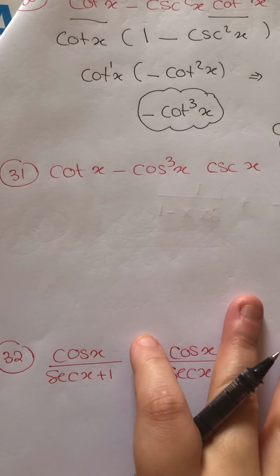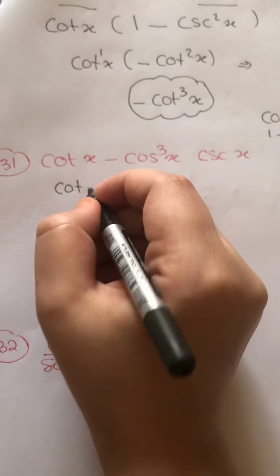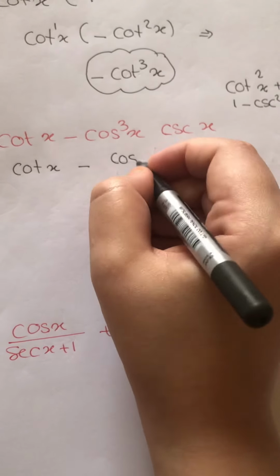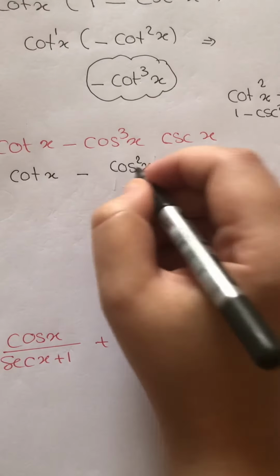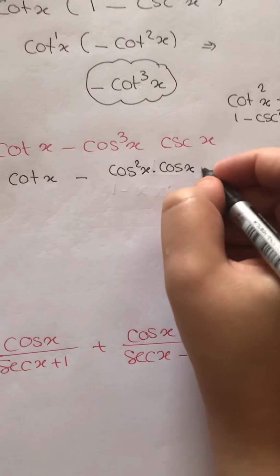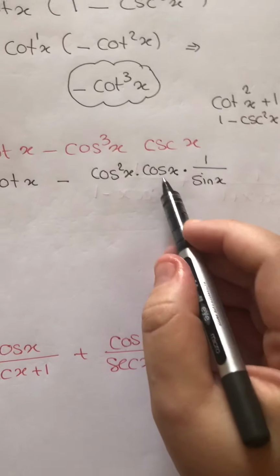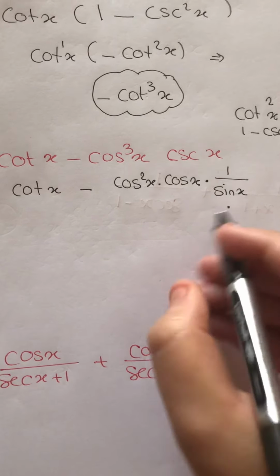Hello, I'm back. Okay, so regarding question 31, I would think cosine x minus... Let me say this is cosine squared x times cosine x. Any problem? No problem, because these are cosine cubed x. Why am I doing this? Because I want you to see the cotan that's hidden over here, because cosine over sine is cotan. So there is a hidden cotan.